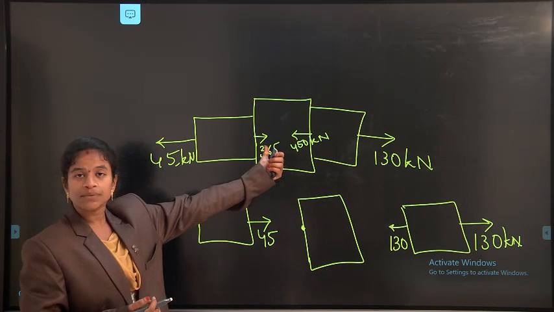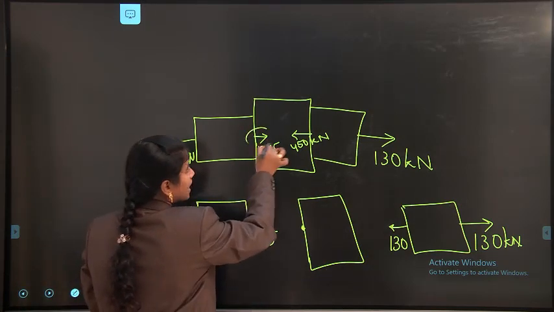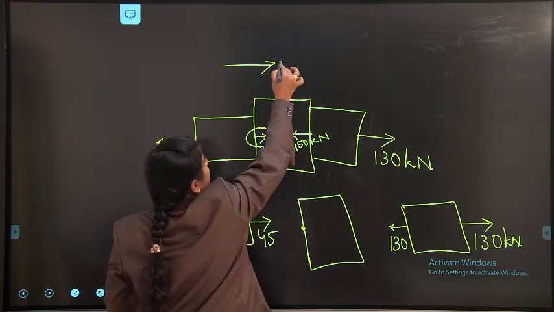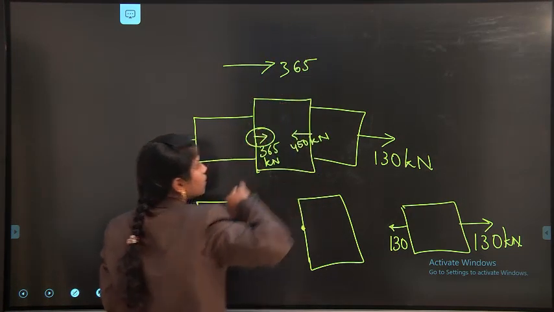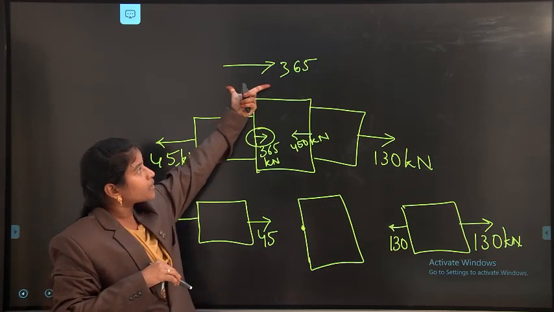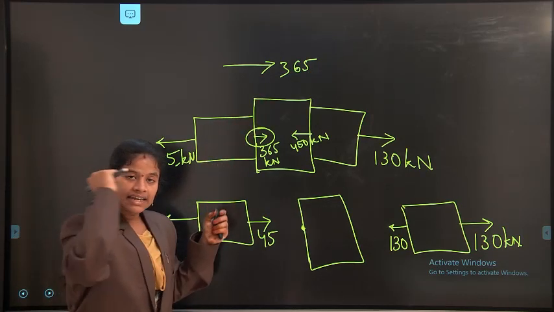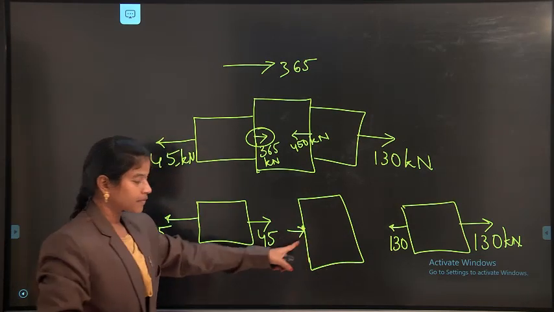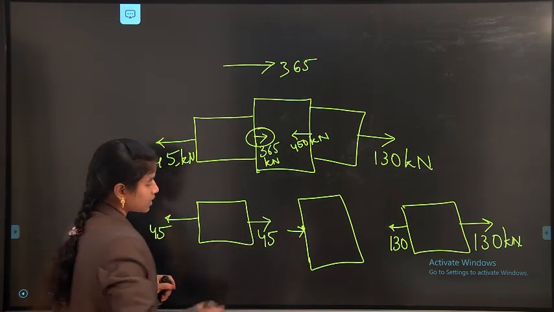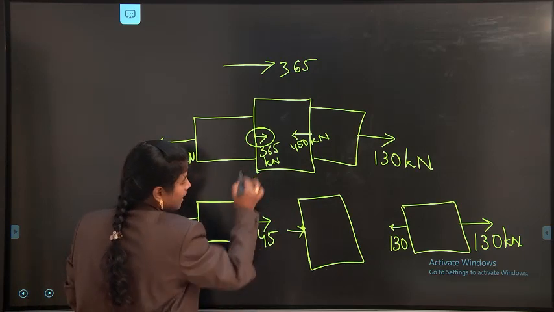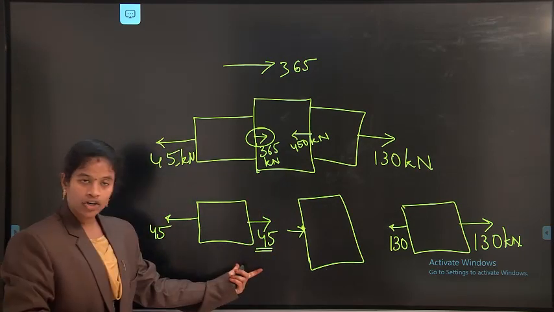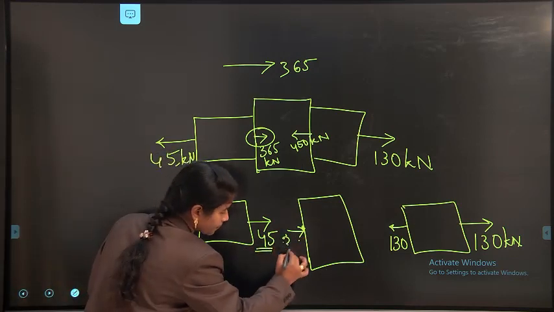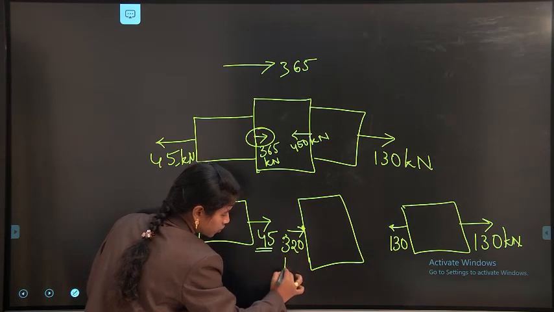Now, see the original picture. In the original picture, we have a force in this direction, and it is 365 or some value. So this 365 is acting in this direction in the body. But I have already given 45 kilonewtons here. So what is the net force acting here? 320 kilonewtons.